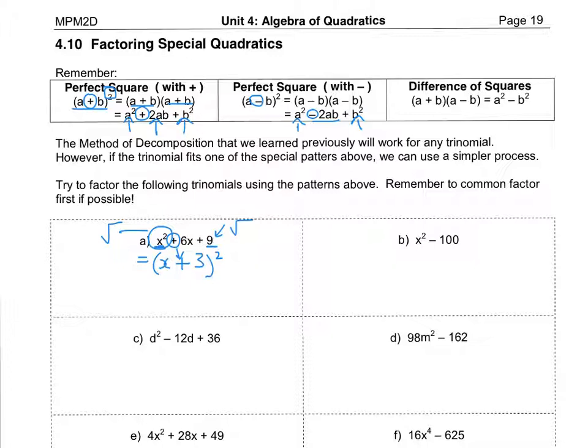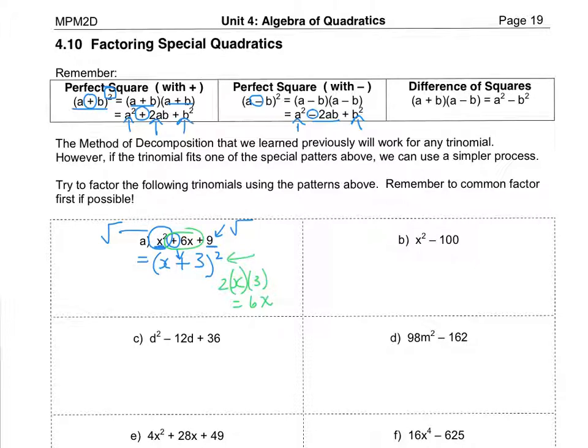But the key is I've got to check: does it double the product? If I double the product, do I end up with this plus 6x? All right, so I just do a quick check. I'm going to have an x times a positive 3, and then I have to double that, so 2 times x times the positive 3 would be positive 6x, and yes, that does work. So this is the quick way to factor that.